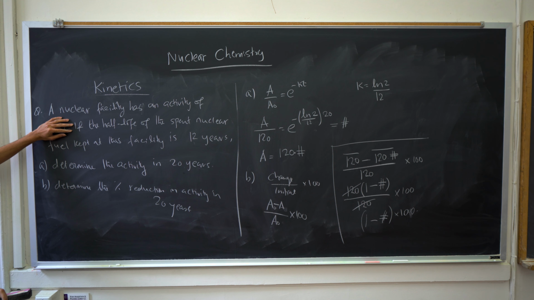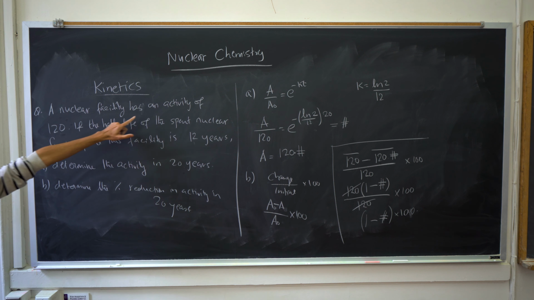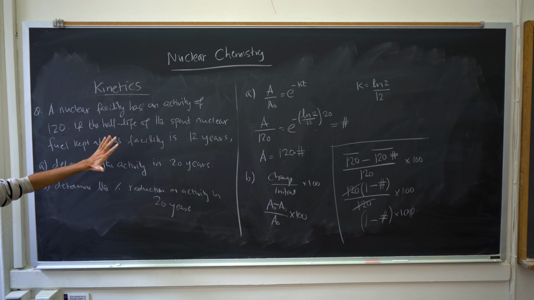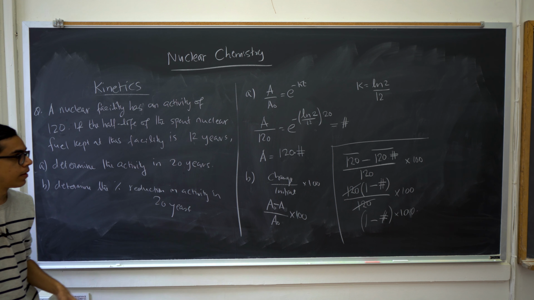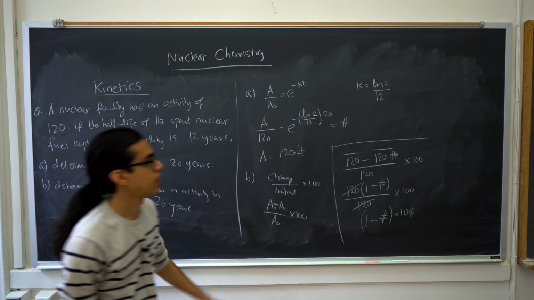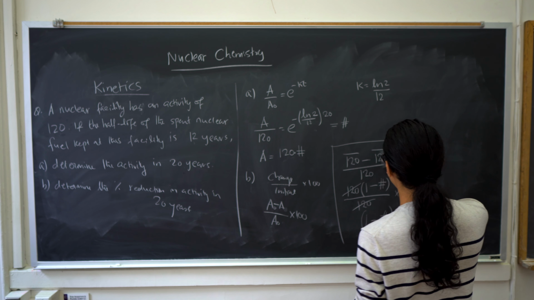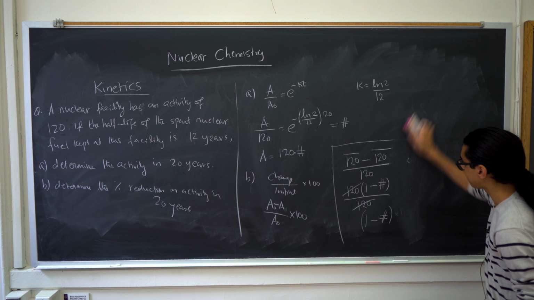You could simply be given a question as follows. A nuclear facility has spent fuel. If the half-life of the spent fuel is 12 years, determine the percentage reduction in activity in 20 years. In that case, if you didn't have 120, how would you do that?